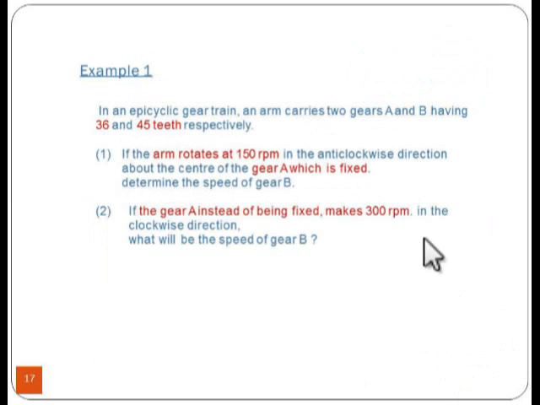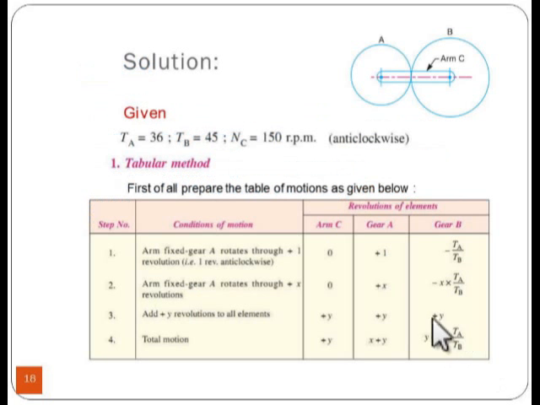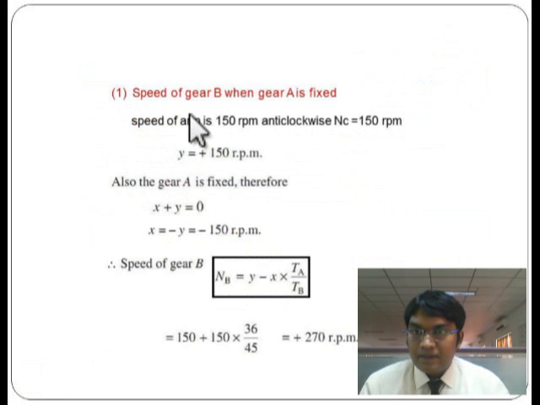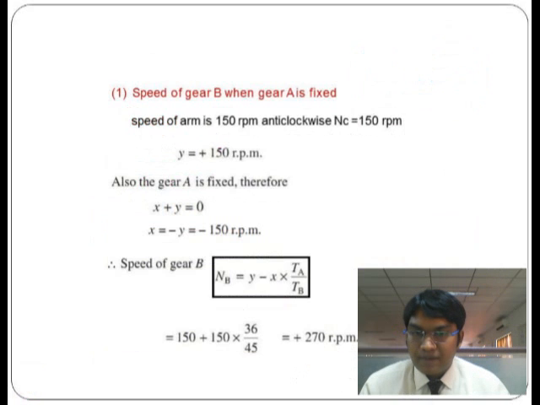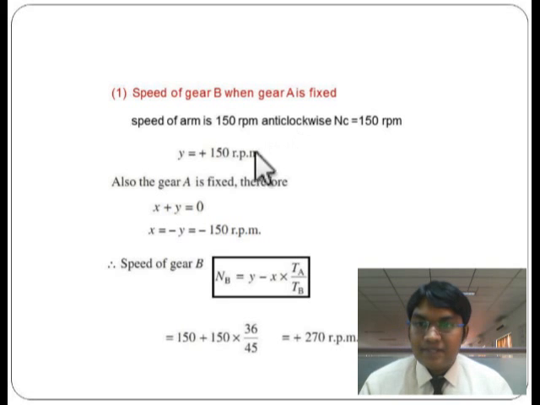Alright. Next, if I need to find out the speed of gear B, what should I do? I should check this and calculate the formula. Let's get into the first thing that you're going to find out. Anti-clockwise direction, speed of the arm is 150 rpm anti-clockwise. It means the speed of the arm is equal to 150 rpm. From our table, the speed of the arm is plus y. From that, my y is going to be 150. Why am I giving a plus sign? As I told you, the rule is that anti-clockwise means a plus sign.